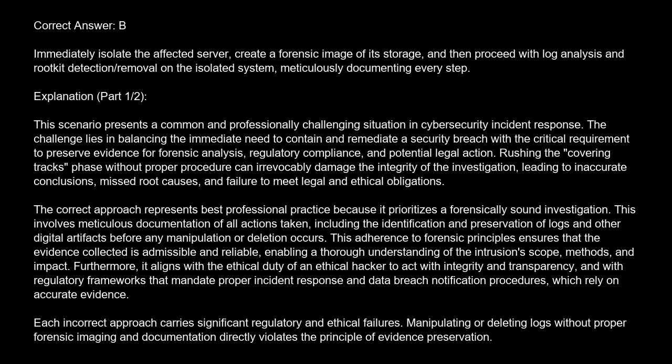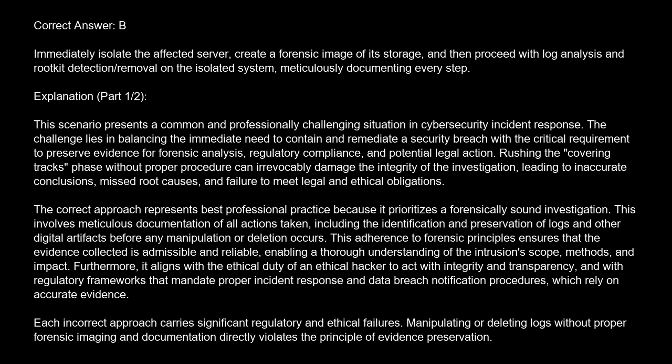Correct answer is B. Immediately isolate the affected server, create a forensic image of its storage, and then proceed with log analysis and rootkit detection/removal on the isolated system, meticulously documenting every step. Explanation. This scenario presents a common and professionally challenging situation in cybersecurity incident response. The challenge lies in balancing the immediate need to contain and remediate a security breach with the critical requirement to preserve evidence for forensic analysis, regulatory compliance, and potential legal action.